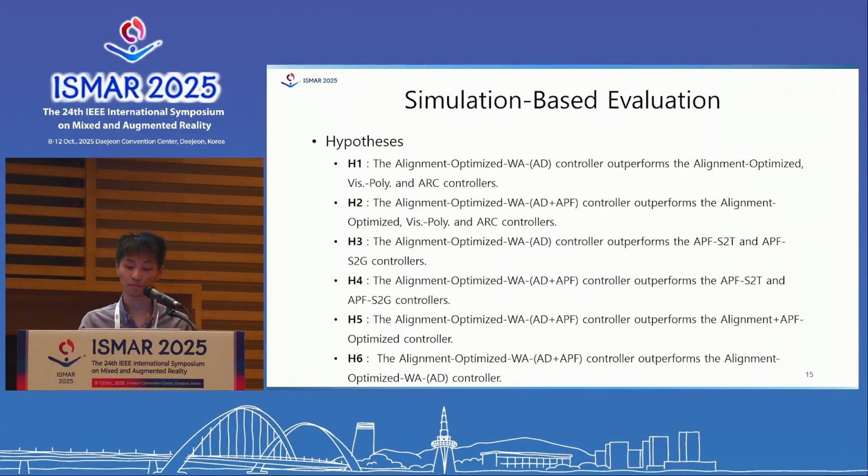For our experiment, we set up 6 hypotheses. Hypotheses 1 to 4 state that our weighted area controllers are expected to outperform existing alignment-based and APF-based controllers. The 5th hypothesis is that the AD plus APF version, which integrates both alignment and APF information, will perform better than the alignment plus APF optimizer. And finally, the 6th hypothesis predicts that the AD plus APF version will also outperform the AD version.